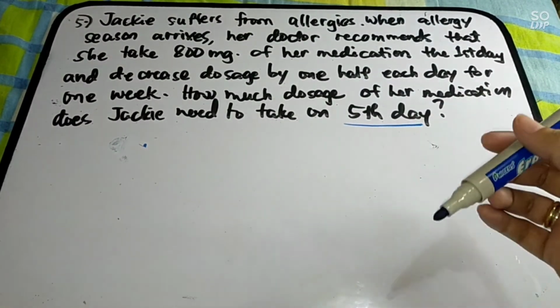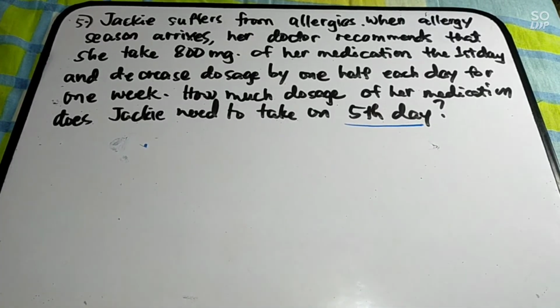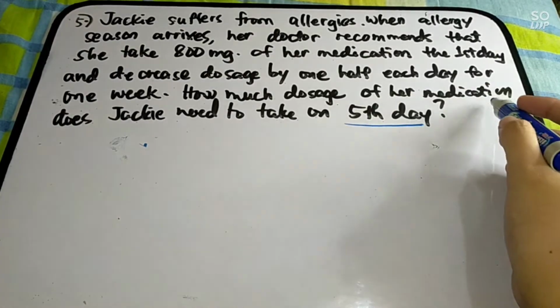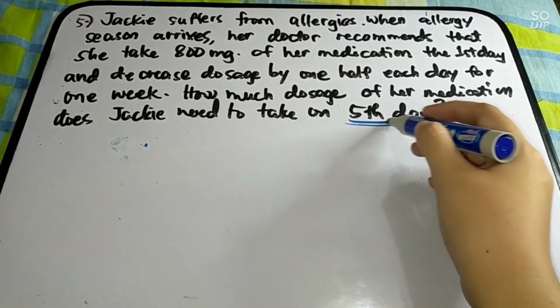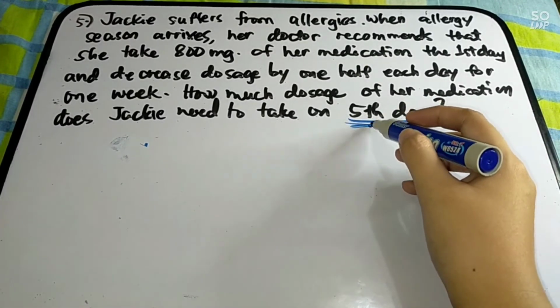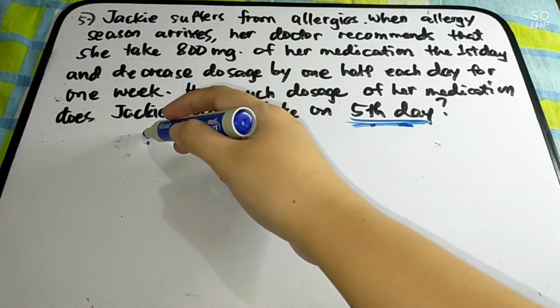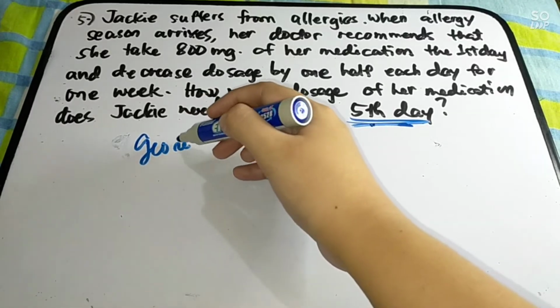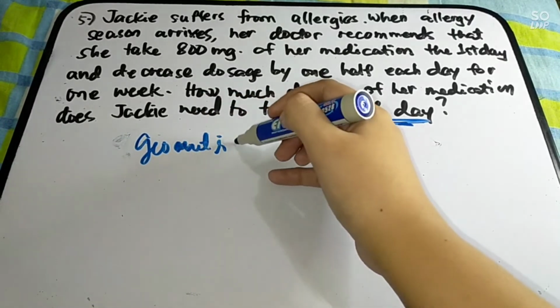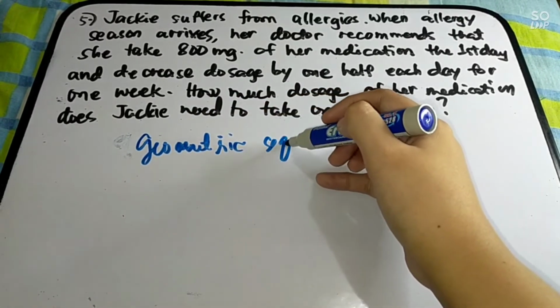Okay? Let us have a sequence or series. Since ang hinahanap mo dito ay medication does Jackie need on the 5th day, so meron ka required end term dito. Therefore, this one is a geometric sequence lang. So, ganun lang kasimple.